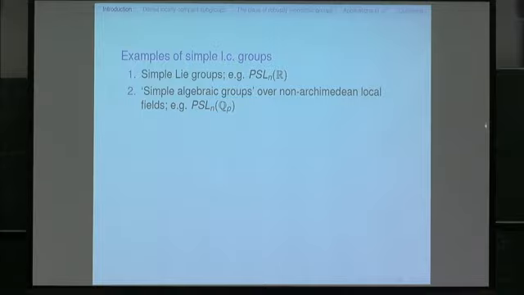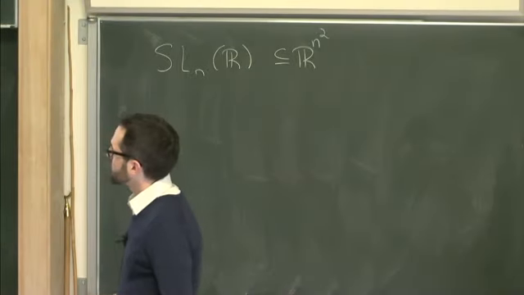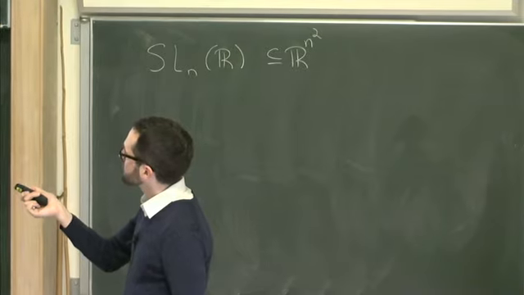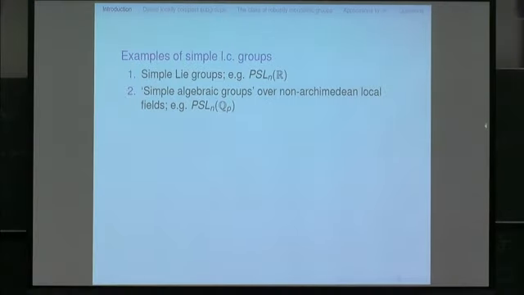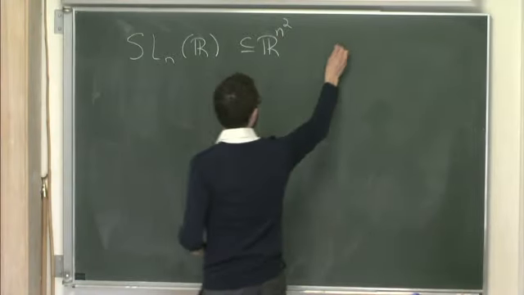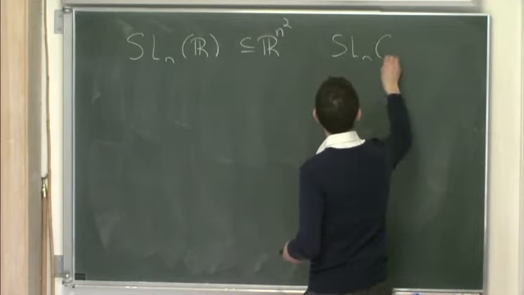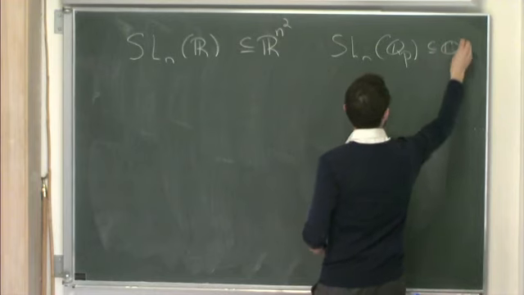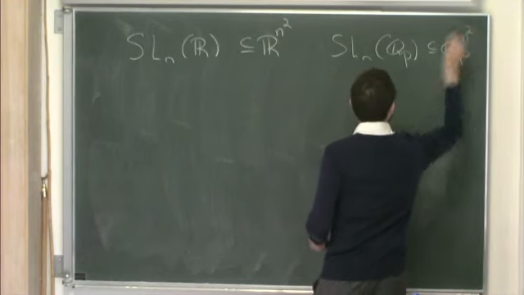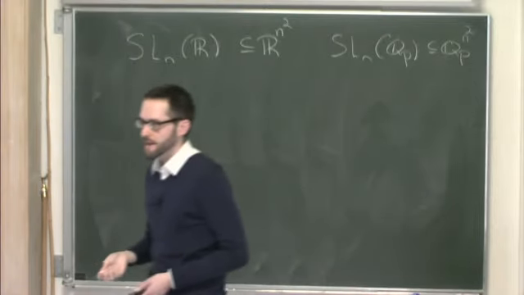The simple algebraic groups over non-Archimedean local fields. I put that in quotes because there are many adjectives that have to go along with this to make this a sensible thing. But we're now over non-Archimedean local fields, and this is something like PSL_n(Q_p), and this thing inherits its topology in the same way, where Q_p is the collection of p-adic numbers.